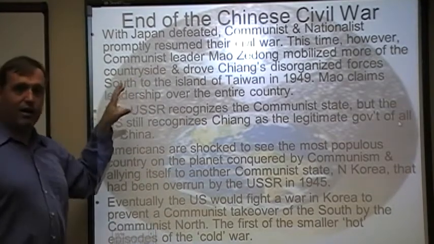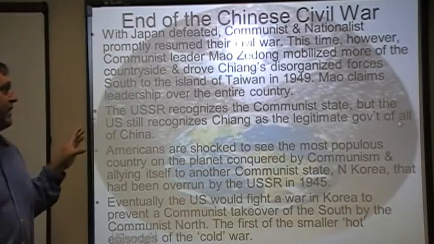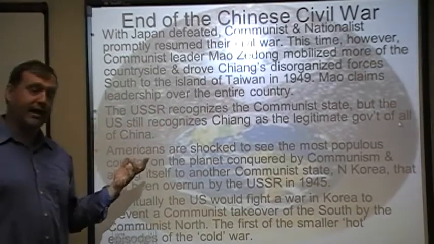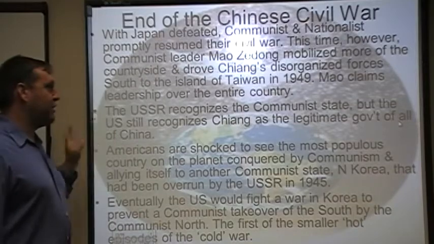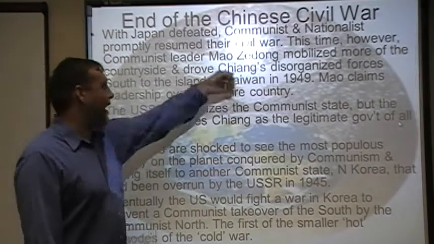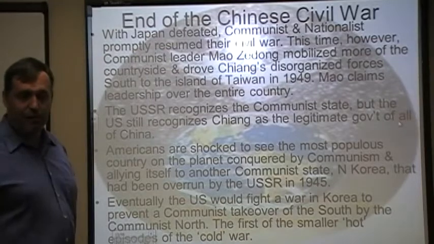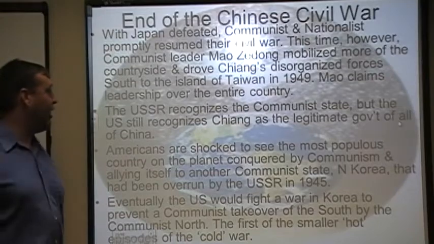Okay, so starting here in the post-World War II era, we're going to see that Mao's communist armies are going to be much more successful. And by this point, Chiang Kai-shek's forces are much less organized. Long story short, Mao's forces are going to drive Chiang's forces off the mainland and onto the island of Taiwan in 1949. Mao claims leadership over the entire country because other than Taiwan, he's pretty much got control of the country.